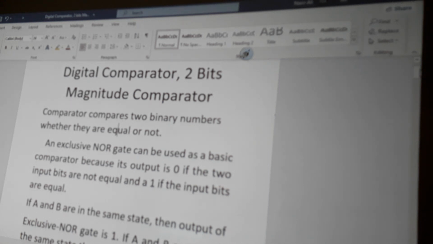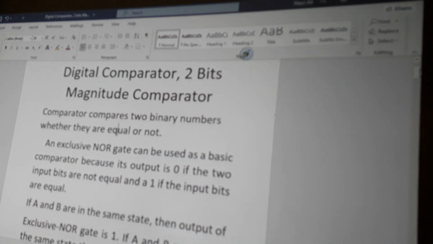An exclusive NOR gate is the basic comparator circuit in which we have two inputs and one output. If we give 2 bits at the input, then it will compare these 2 bits, and if these 2 bits are equal, then at the output we will get one state, and if these bits are not equal, then at the output we will get zero state.